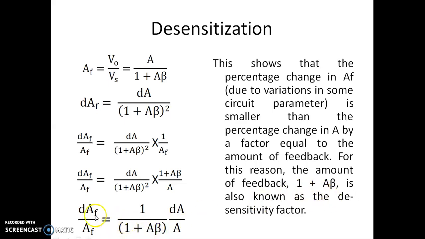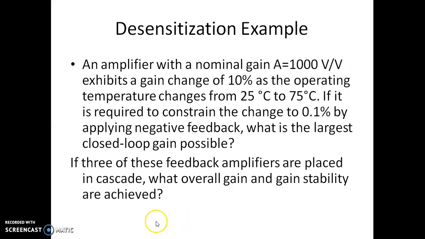So this is the percentage change in the gain of an amplifier with feedback, and this is the percentage change of an amplifier without feedback. The change in the amplifier gain with feedback is far lesser than the change in the gain of the amplifier without feedback by an amount equal to 1 plus A beta. So this is always lesser compared to this. If it is X percent, this will be Y percent, and Y percent is always lesser than X percent by this much amount. So we will take up an example and try to find out how this affects things.